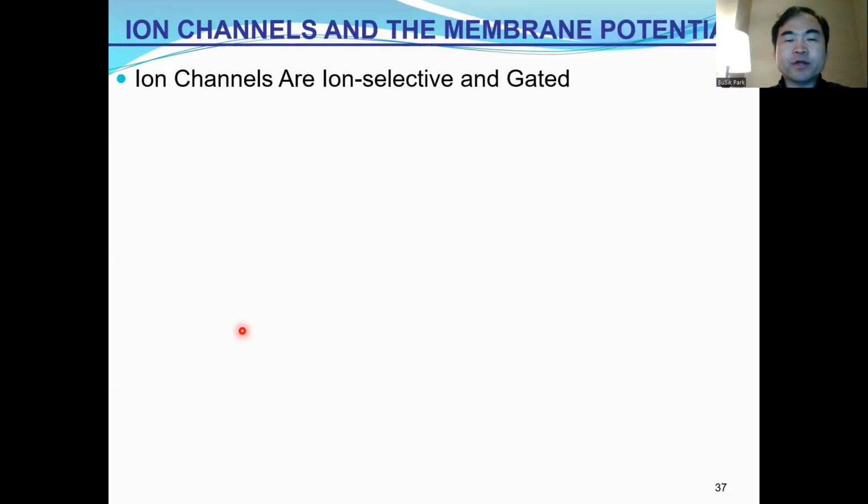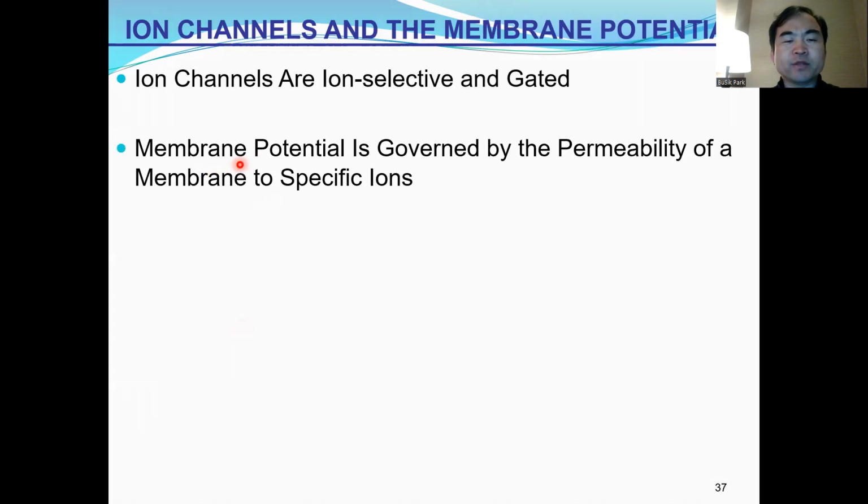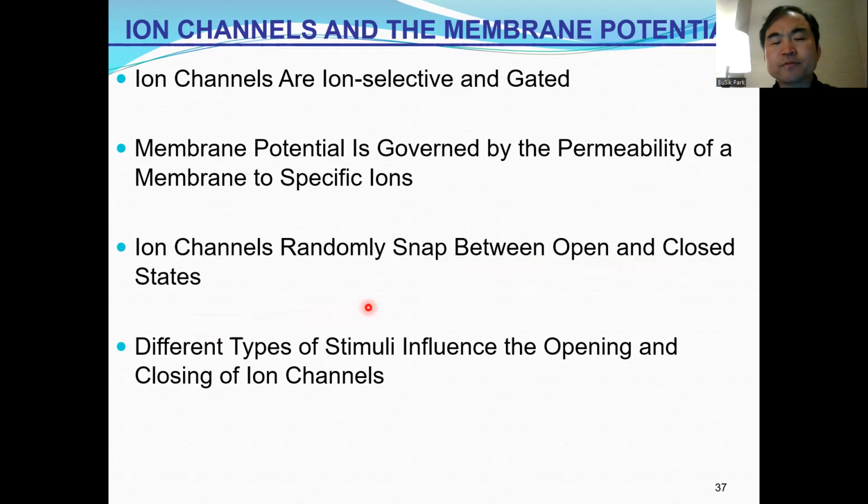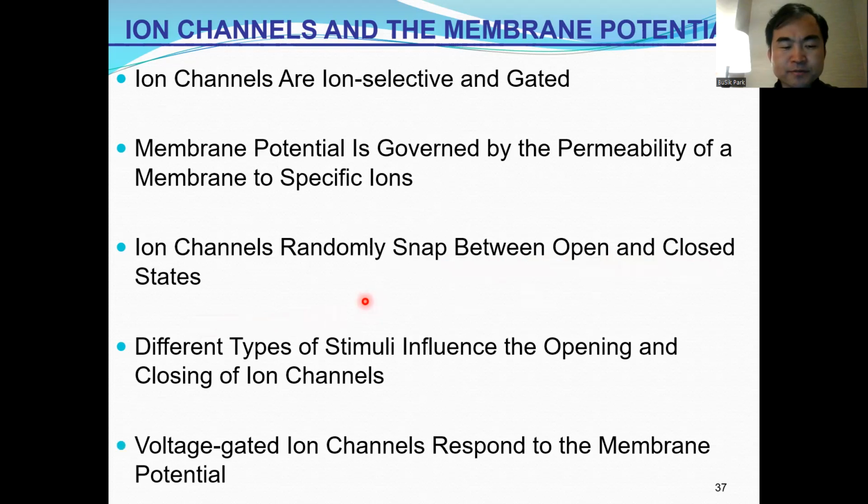Ion channels and the membrane potential. Ion channels are ion selective and gated, and the membrane potential is governed by the permeability of a membrane to specific ions. Ion channels randomly snap between open and closed states, and different types of stimuli influence the opening and closing of ion channels. Voltage-gated ion channels respond to the membrane potential.